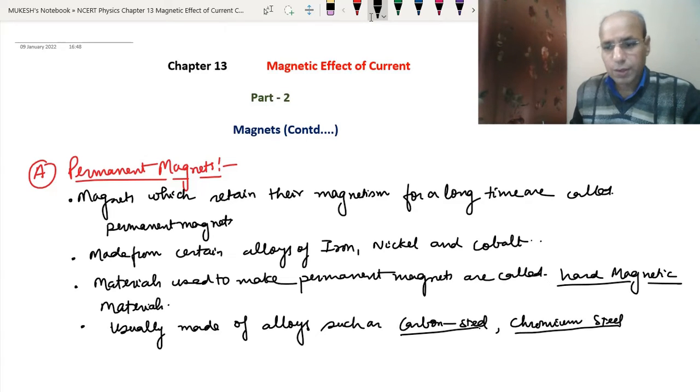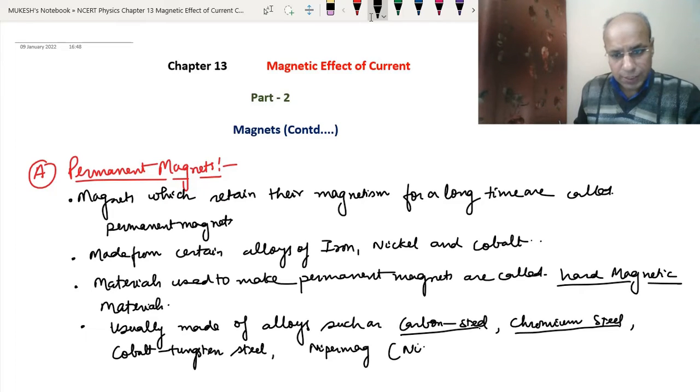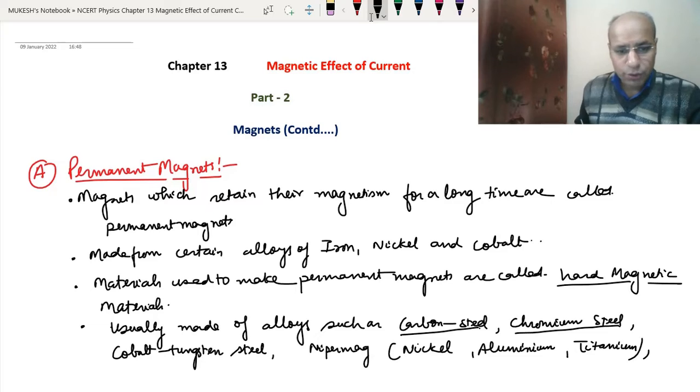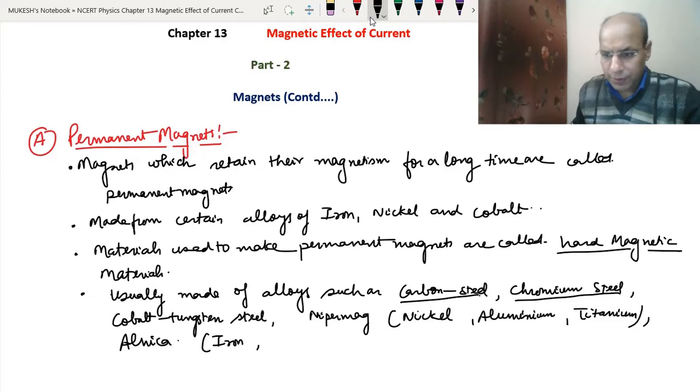Okay, chromium is also mixed in, like in stainless steel. Cobalt tungsten steel is made up of cobalt and tungsten. Nipper mag contains nickel, aluminium and titanium. The other is alnico, which contains iron, nickel, aluminium and cobalt.